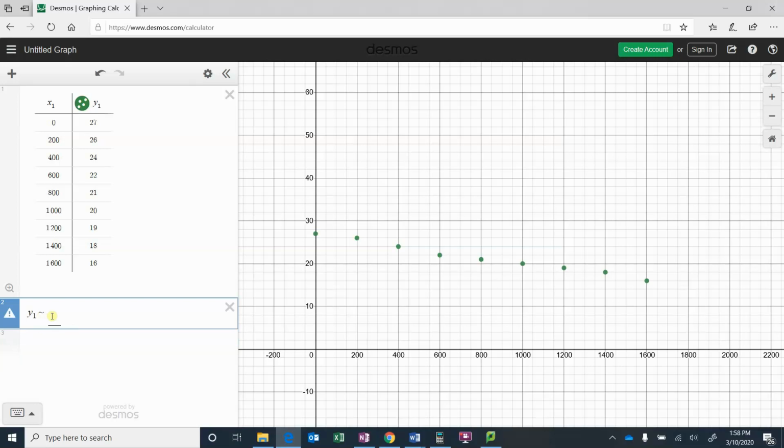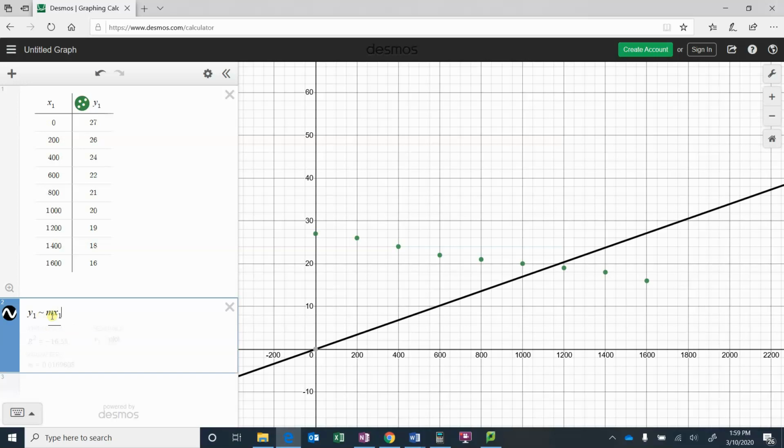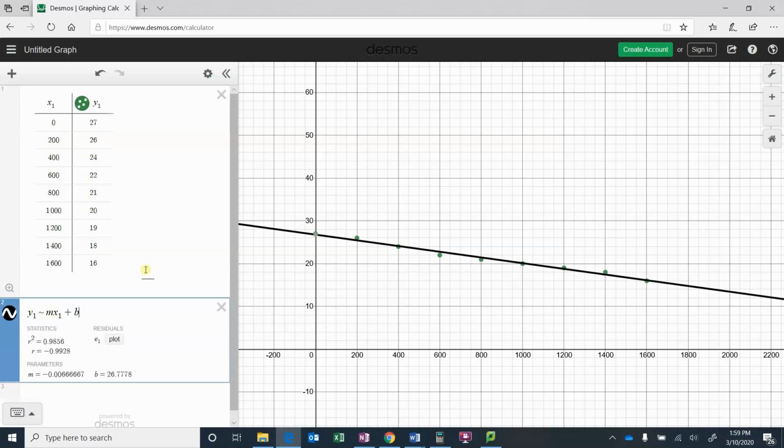That's telling Desmos, let's do a regression, please. And then m, and then x1, because I have the x1 values in here, plus b. So what it's done now is it's put a line of best fit through these points, and it's told us what these parameters should be. So it's telling us what the slope of the line is, and it's telling us what the y-intercept of the line should be.